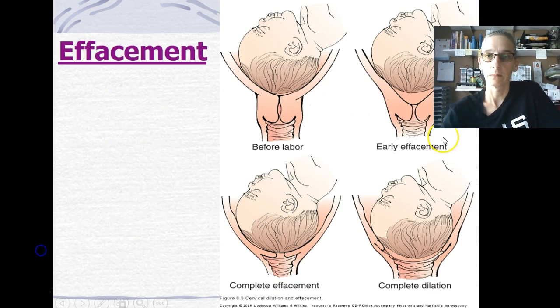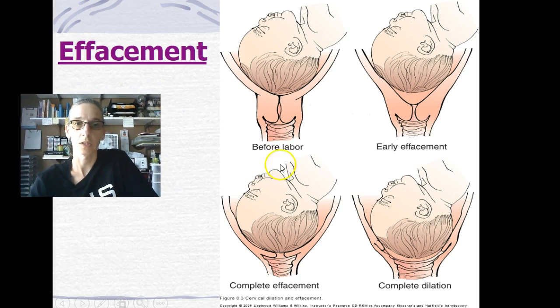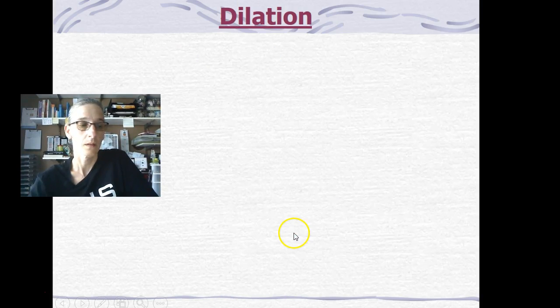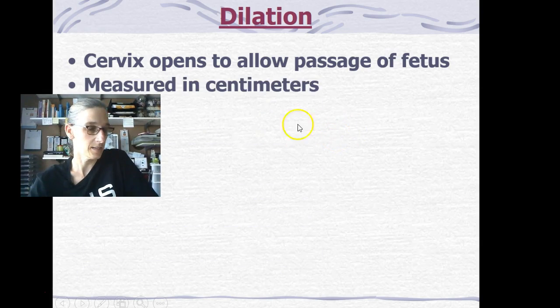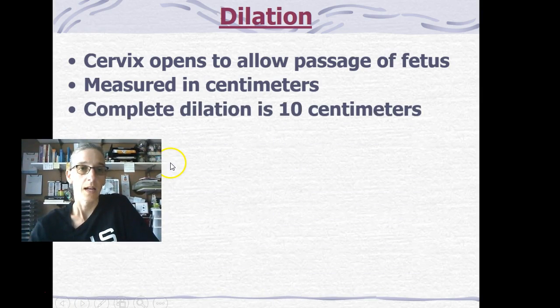Okay, so where's my thing? Here we go. Here's good pictures here of effacement. So here's before labor, early effacement, complete effacement, and then here's effacement and dilatation. Okay, so dilatation is when the cervix opens to allow the passage of the fetus. It is measured in centimeters, and complete dilatation is 10 centimeters. So when you'll hear people talking about that all the time, 10 centimeters dilated, that is complete dilatation.